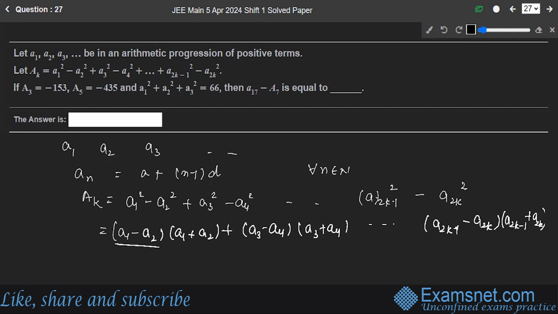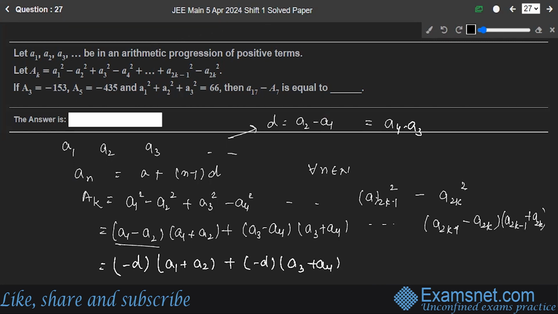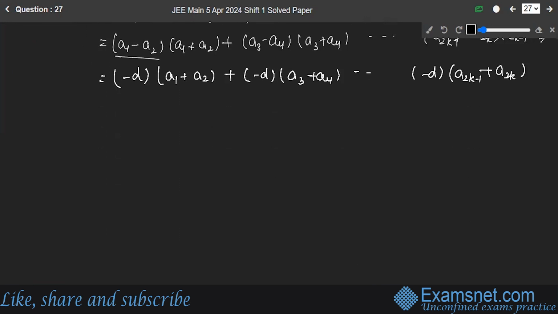So see, this is an AP. That means d will be equal to a2 minus a1, and this is equal to a3 minus a2, or a4 minus a3, right? This is the common difference. So this can be written as minus d into a1 plus a2, minus d into a3 plus a4, so on, minus d into a(2k minus 1) plus a(2k). Let's take minus d common from everywhere. You will have minus d into a1 plus a2 plus a3, so on till a(2k).